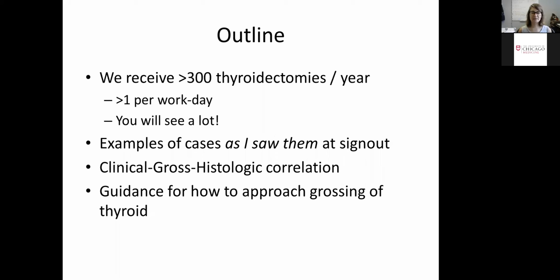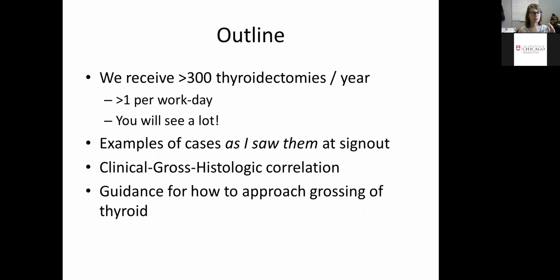I'm going to show you examples of cases kind of as I saw them at sign out, because it's easy to say, like, here's what you should do and follow these directions, but I want to give you a little bit of perspective of how it is from the opposite end and sort of what I'm looking for when I sign out these cases. So we're going to go through some of those cases. If you see cases that you grossed on here, don't be offended. It's not to shame or promote anyone. It's just to go through some common pitfalls, and these are pitfalls that everyone makes.